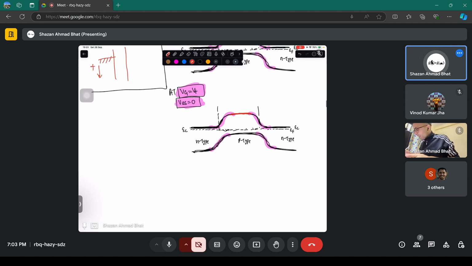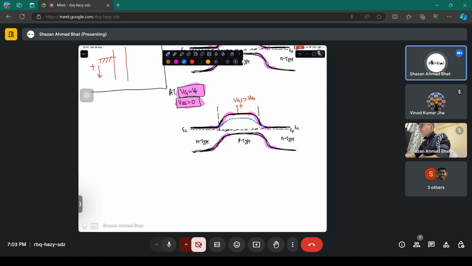This is when you apply VGS greater than threshold voltage. That means this is positive. You apply the positive voltage. This band goes down because of the application of positive voltage, because positive voltage lowers electrostatic potential energy. So this band comes here like this. See the blue line. Now this is the band when you apply the positive voltage. Okay.